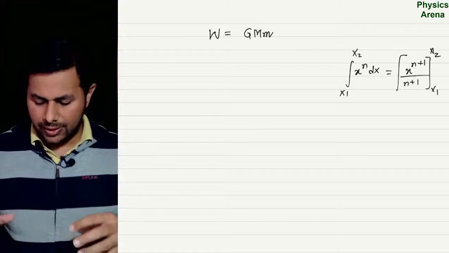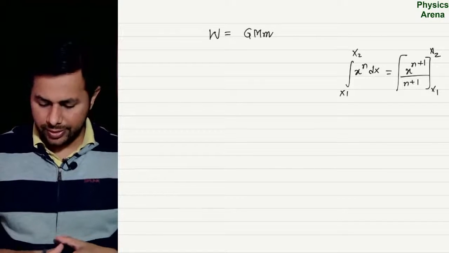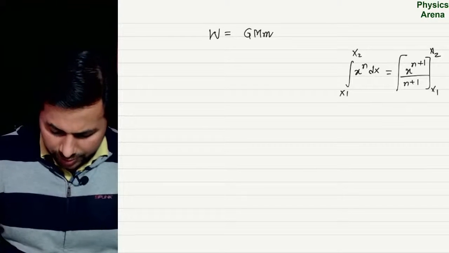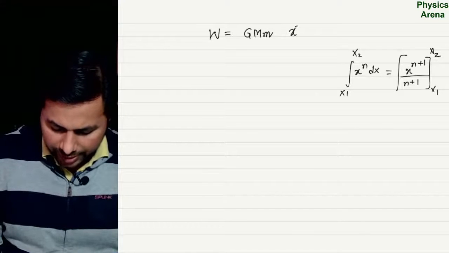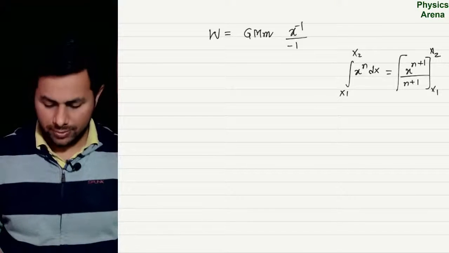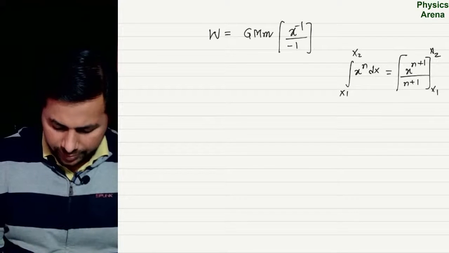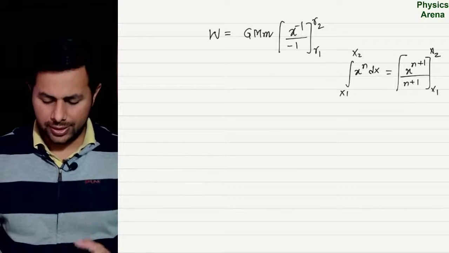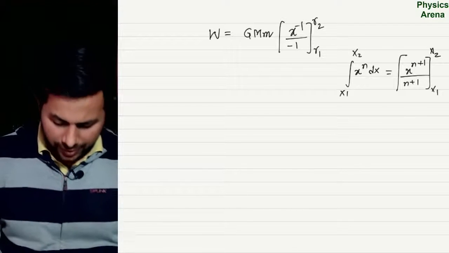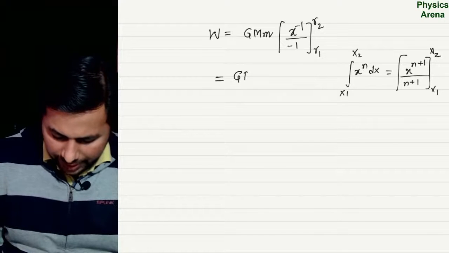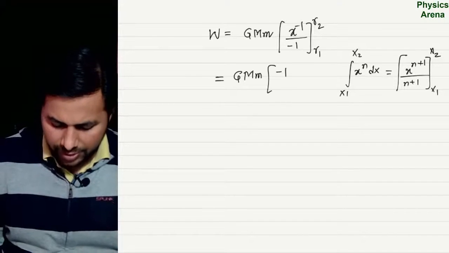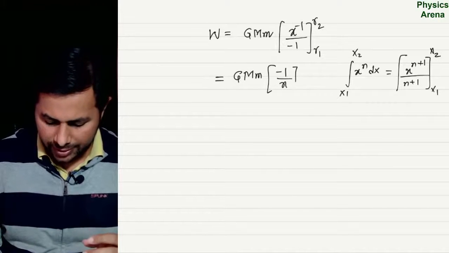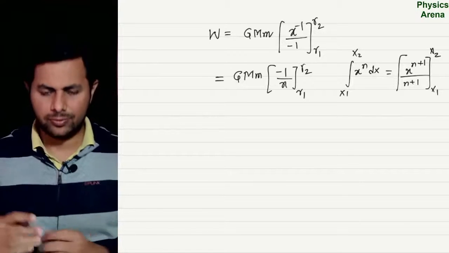Anyways, so now n is minus 2, so x raised to minus 2 plus 1 is minus 1. So this integral will be x raised to minus 1 divided by minus 1, or we can say it is minus 1 divided by x. Okay, this minus 1 we can take in the numerator. So this can be written as G times m into m minus 1, and x raised to minus 1 can be written as 1 over x. So from R1 to R2.